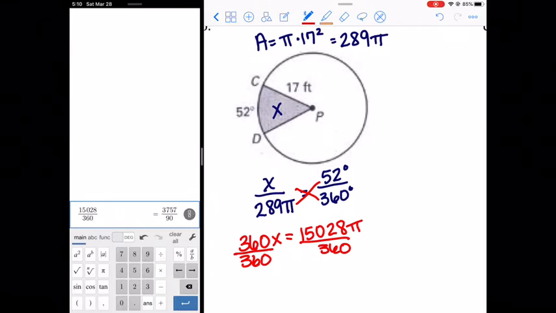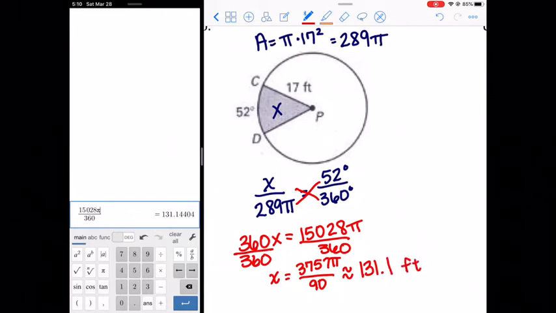This fraction is not very small. So this is 3,757 pi over 90. That exact answer probably isn't as helpful as the approximation would be. So let's go in and approximate that. I'll go back up in here and put my pi symbol with that 15,028. And so my approximation is 131.1 if we round to the nearest tenth. So this would be square feet.